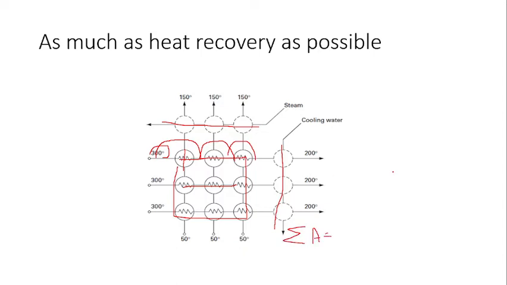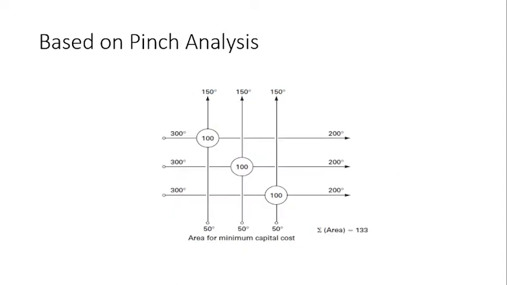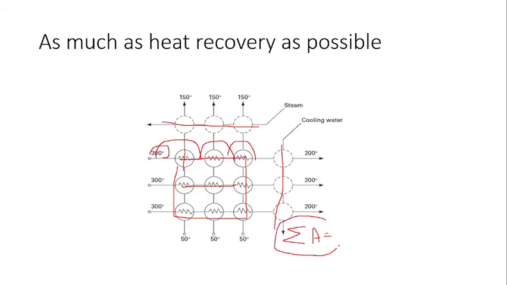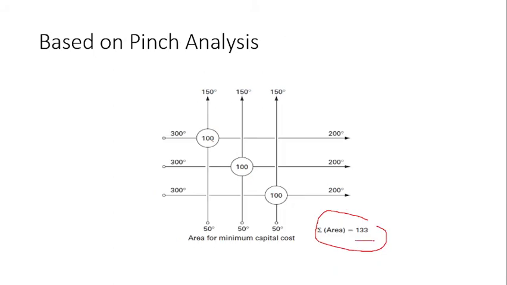And the third possible way is based on pinch analysis, wherein I try to exchange the energy according to pinch analysis, and what I find is that I can directly connect one stream with the other stream and one exchanger at a time, and my area reduces to 133. So if I look here, the area here is 204, area would naturally be more than that, and the area is the least here. Right, so this is based on the pinch analysis.